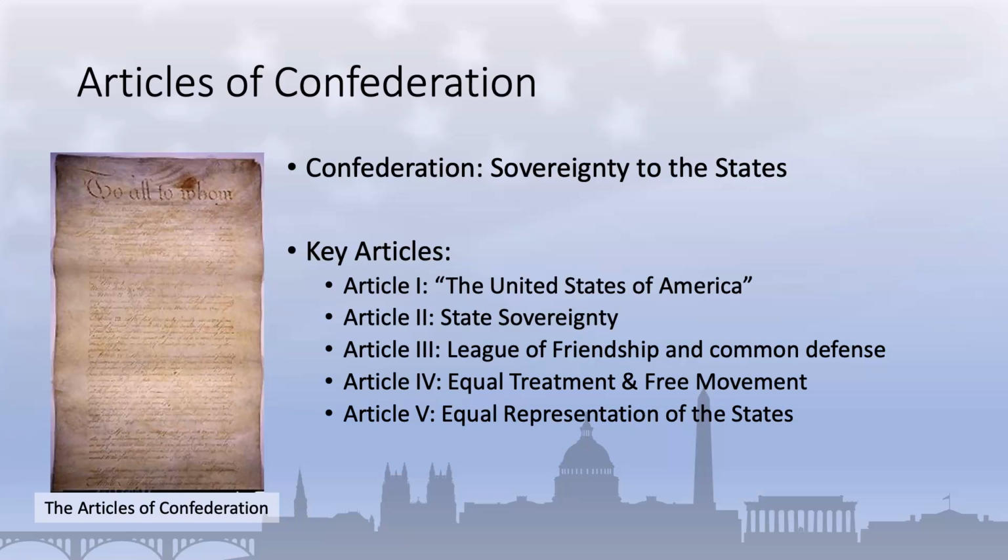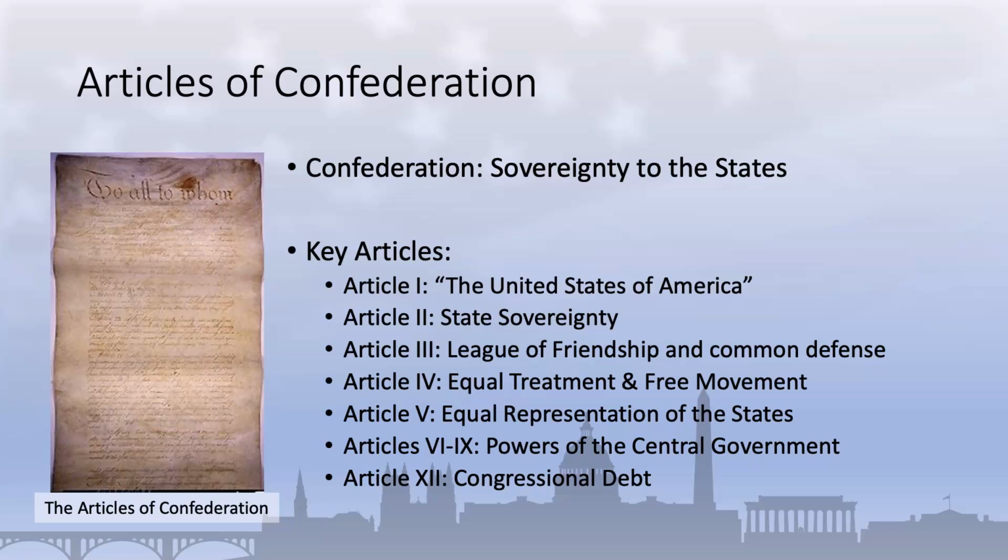Articles 6 through 9 limited the power of the central government to just declaring war, conducting foreign policy, and regulating post offices, leaving all other matters to the states. And even the exercise of many of these powers required the consent of the states. And finally, Article 12 affirmed that the Confederation would honor the debts owed by the Continental Congress accrued during the Revolutionary War, even while not granting it the power to raise taxes or borrow.